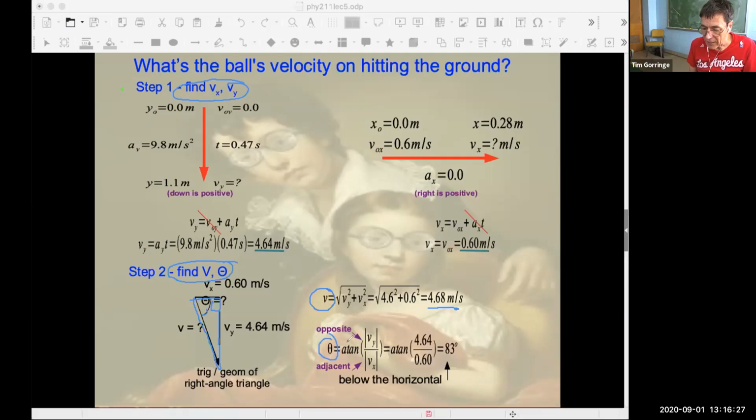It's the inverse tangent of the ratio of the opposite side over the adjacent side. So here, the y component is the opposite side. Here, the x component is the adjacent side. So it's the inverse tangent of 4.6 over 0.6, which comes out to be 83 degrees. So the final velocity in magnitude and direction form is 4.7 meters per second at 83 degrees below the horizontal.